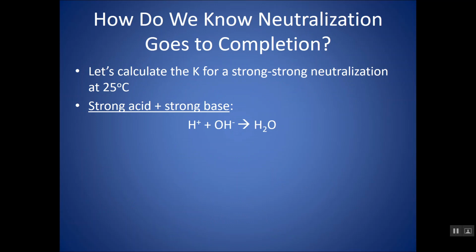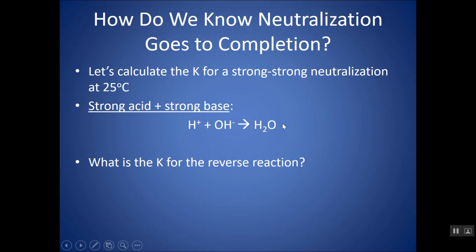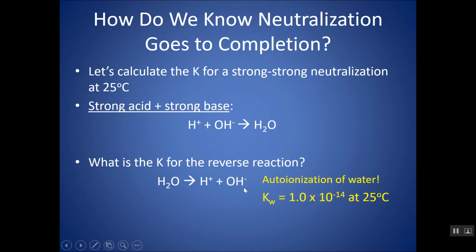How do you know that neutralization goes to completion? Here's a strong acid and strong base. Let's just look at the opposite reaction, which we looked at more in this chapter: H2O breaking up into H+ and OH-. Hey, wait, this is the auto-ionization of water. The K for this reaction would be Kw, which is 1 times 10 to the negative 14.